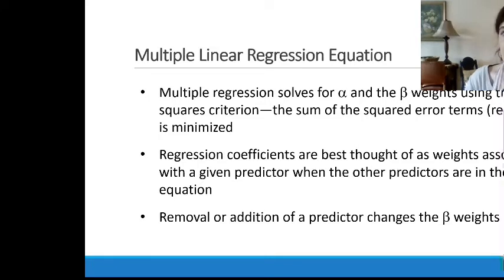Again, coming up with that best fitting line that minimizes the distance between the points and the line. In this case, we're actually doing this in multiple dimensions, so the mathematics are more complicated than I'm making it sound, but we will use computer software to do multiple linear regression.